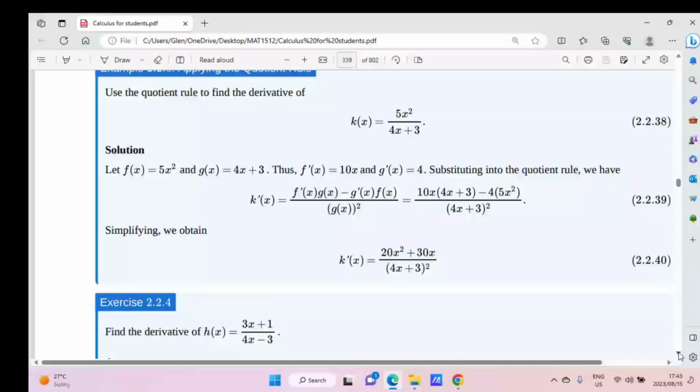Lerato, I hear you. You are actually correct. The only thing I think Busiso was waiting for is with your 12x plus 4, do you still have the negative outside the bracket? I think that's what he was going to say next. Yes, that's all.